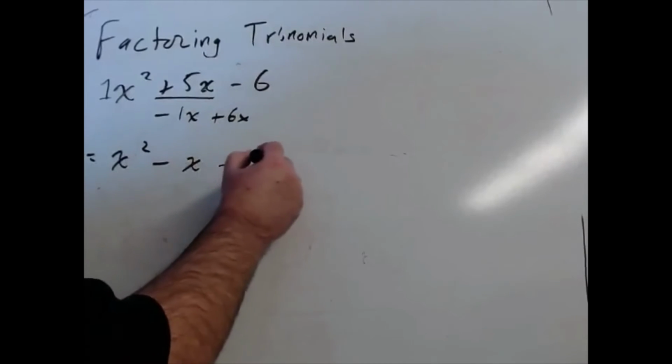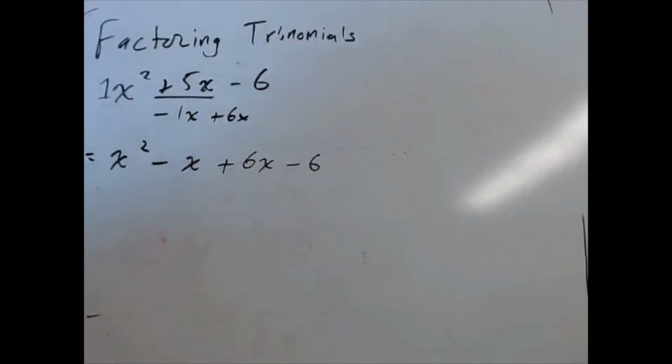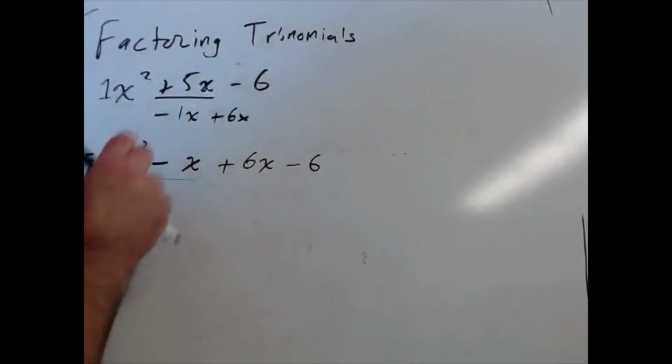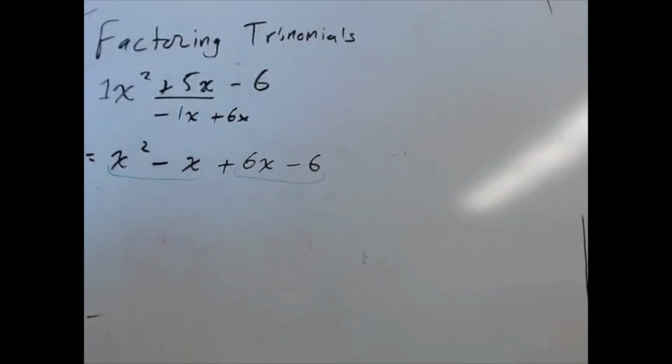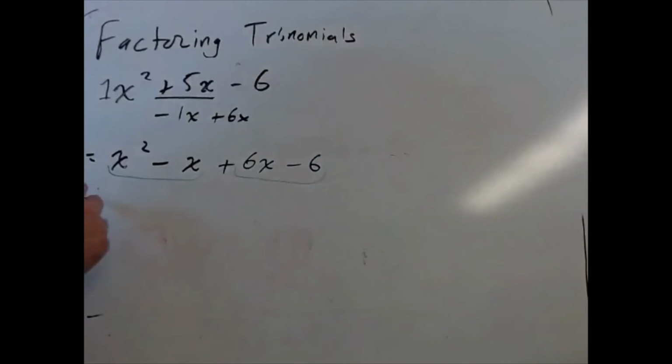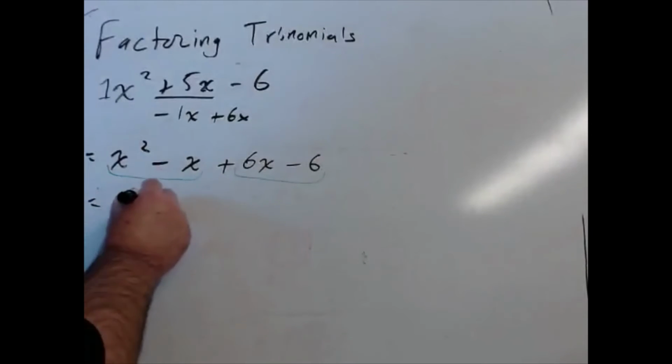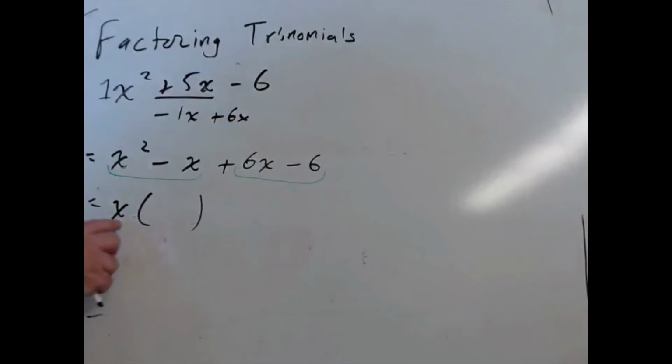6x minus 6. Alright, I've got 1, 2, 3, 4 terms here now, so I'm going to group the first two terms together, and then the last two terms together. I've got to factor out a common factor, so x squared and x have a common factor of x. X times what gives me x squared? Of course, that's x. Now, x times what gives me negative x? Right, negative 1.